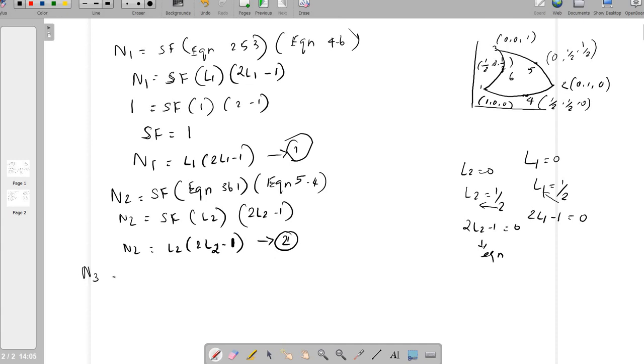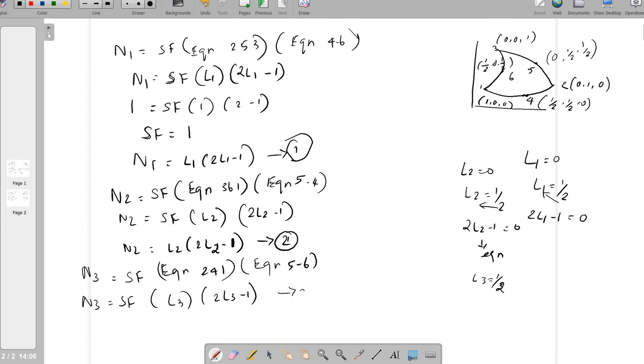Shape function N3 equals the third node scale factor times equation 241, multiplying the equations 5 and 6. Equation 241 has the common factor L3, and equations 5 and 6 have the common factor of half in L3. So L3 equals half. So it is 2L3 minus 1, the third equation. The scale factor is 1. So L3 times (2L3 minus 1) is the shape function.